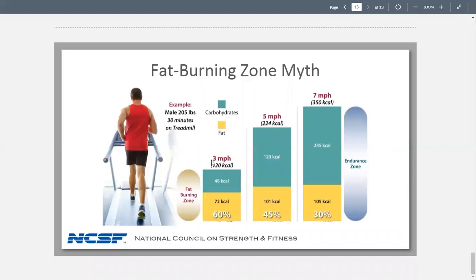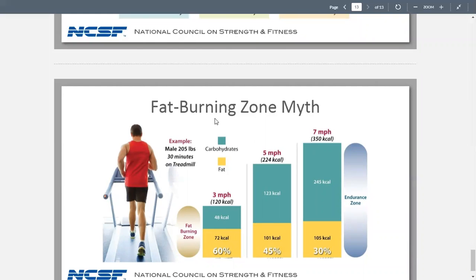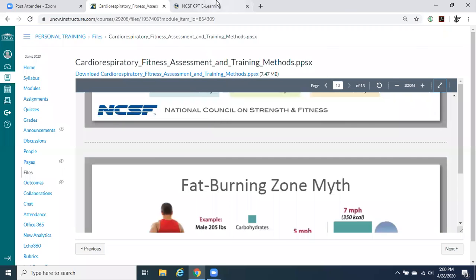Not saying that's a bad thing, but when you add speed, you're going to burn more calories. An endurance zone would be 7 miles per hour at a set pace, and you'd burn a lot more calories in the end. So when it comes to burning fat, yes, it's important to learn the 3 mile per hour zone, but you also want to be able to build up to 5 to 7 miles per hour so you can really sustain burning caloric density. So that's going to be it for the PowerPoint guide.